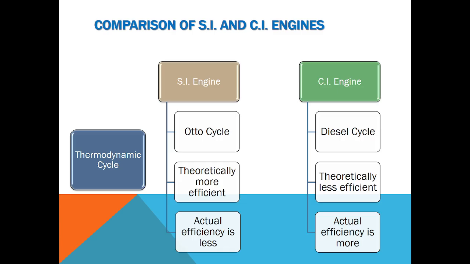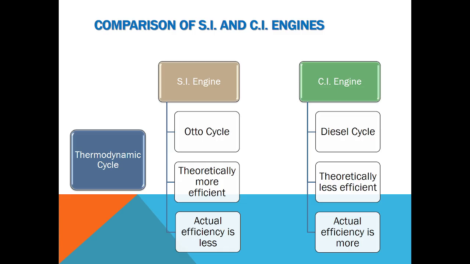Suppose we have to create the ignition in the spark ignition engine, we have to provide the spark. In case of compression ignition engine, we need the fuel injector to initiate the combustion. Now there are many points of comparison. We'll start with the thermodynamic cycle. In case of SI engine, the Otto cycle is the basic on which the SI engine works.